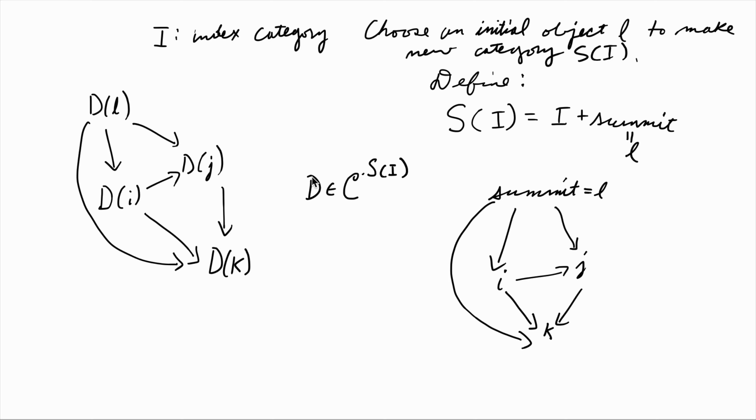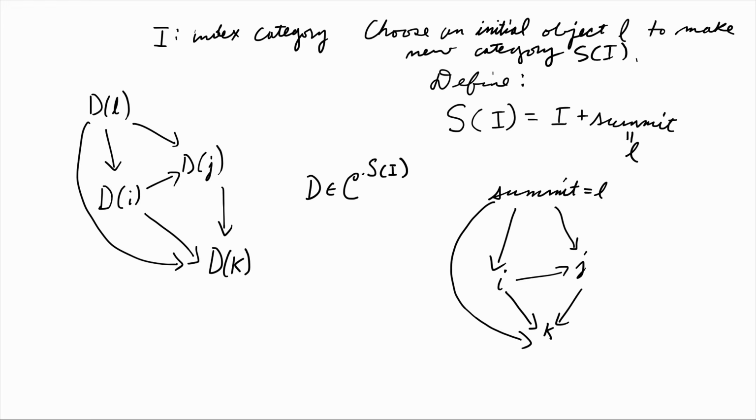And we can say, well, if D is a functor that goes from S of I to the category C, we can describe a diagram in such a way as a functor that follows the index category plus an initial object. So we get a cone, right? It's a cone with the shape of I that extends back to L, okay, for a summit.